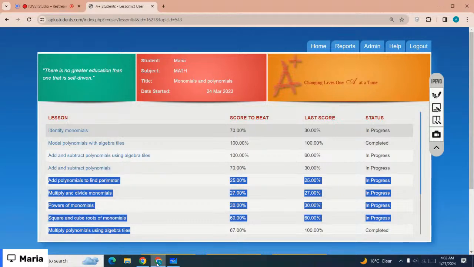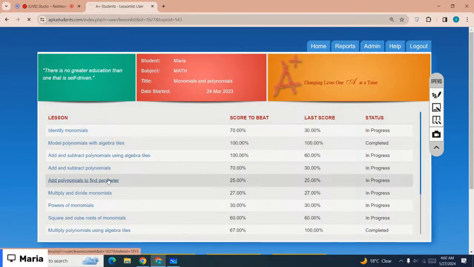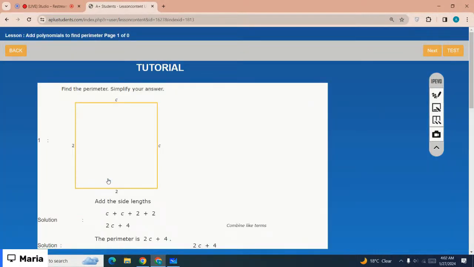The chapter we're working on is monomials and polynomials. Let's start with the lesson, add polynomials to find parameter. Find the parameter, simplify your answer. Whenever we have to calculate the parameter, you have to add all the side lengths. You are given a square with side lengths c plus 2 plus 2. So the correct option is 2c plus 4, right?